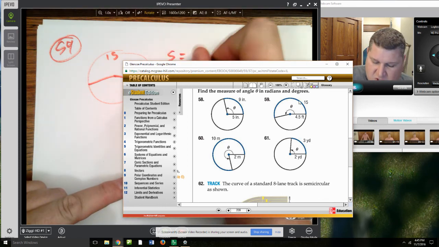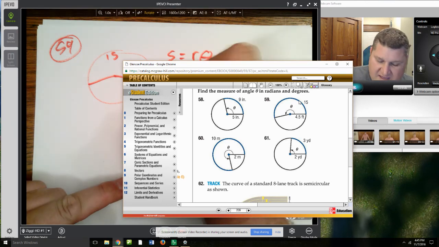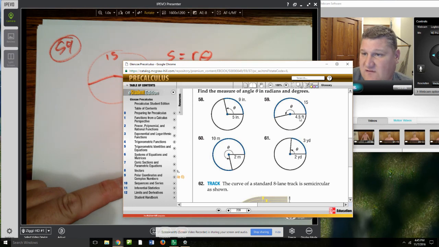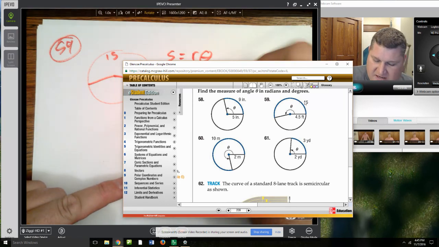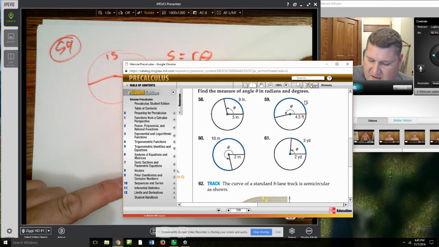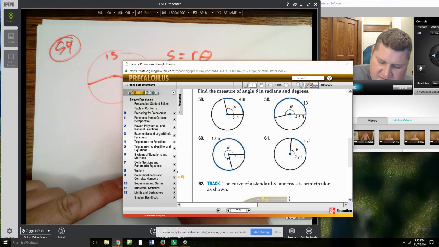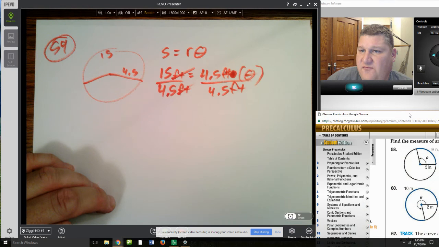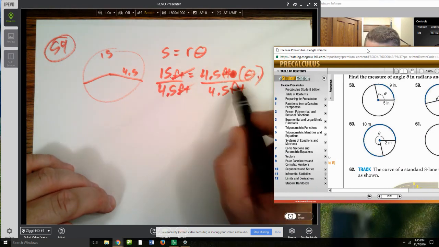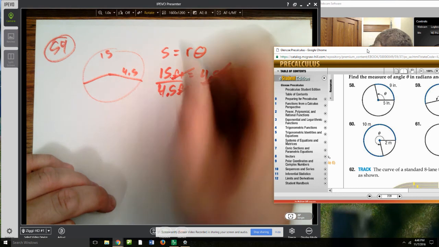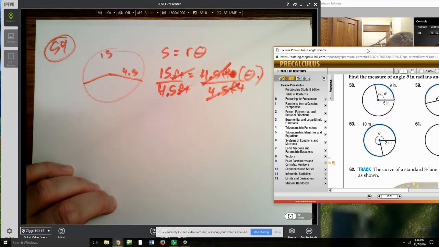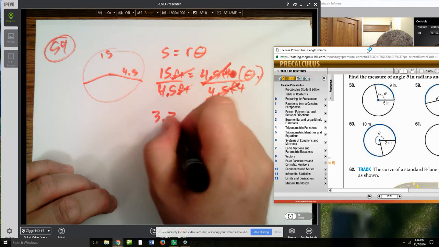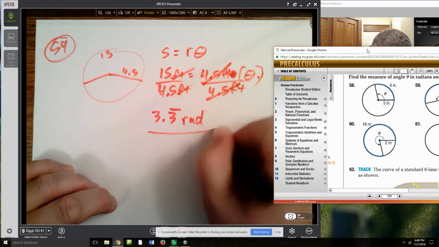So S equals R theta. If S is 15, we assume since this is in feet, that's going to be in feet. Feet equals R, which is 4.5 feet, times theta. So I'm going to divide both sides by 4.5 feet. Now, the nice thing is you should notice, if you look at your units, they cancel out. So 15 equals 4.5 times theta, divide both sides by 4.5 feet, those units cancel, and we're left with 15 divided by 4.5, and the answer there is going to be 3.3 repeating radians. That's going to be your answer there.